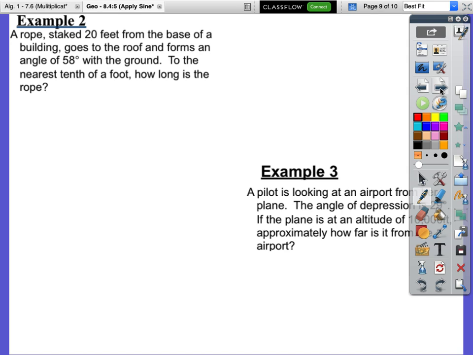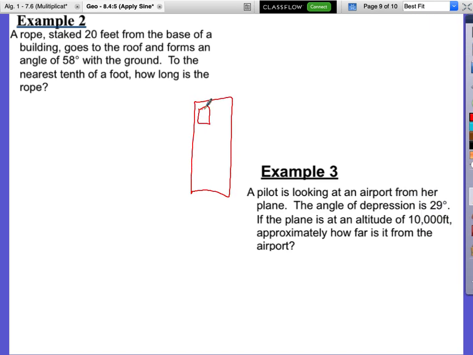So I'm going to draw a picture here. First step would be to draw a picture. We have a building. I'm going to draw some windows in it real quick. And a door. We have a building here. We have a rope that's 20 feet from the building. The base of the rope is 20 feet from the building. And it goes all the way to the roof. That's a good angle. And what are we told about the angle the rope makes with the ground? 58 degrees. So I'm going to go ahead and label that.